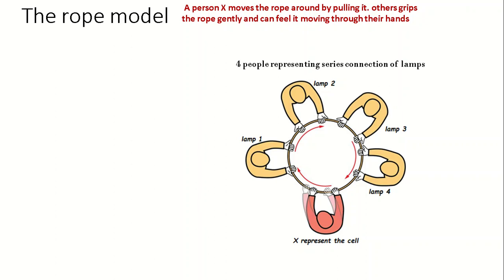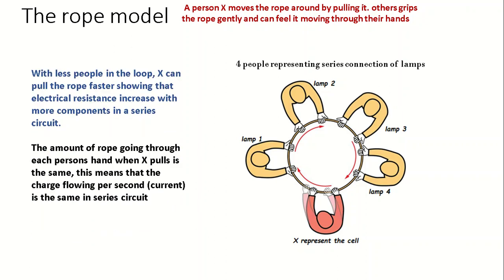One of the models we have here is the rope model. In the rope model, we have a person X that pulls the rope and then moves it in the process, while others grip the rope. You can have 1 or 2 or 3 persons gripping the rope.